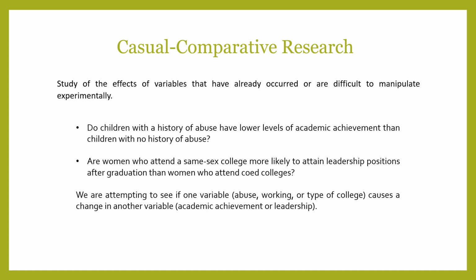We can identify the first variable, the independent variable. We can check if someone was abused or the type of college. And that is a clear difference from the experimental research, because in that research we could apply a specific variable.